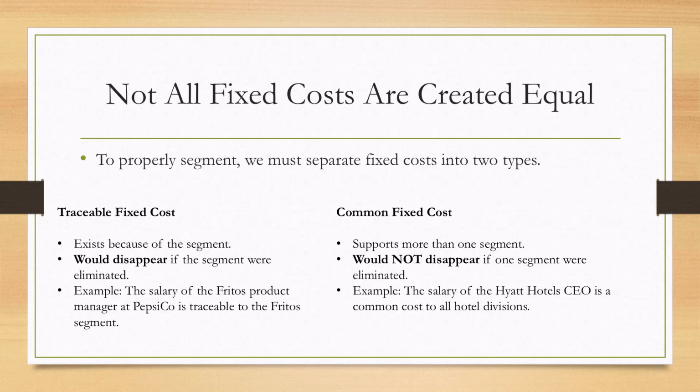Now, to segment our income statement properly, it is absolutely essential that we separate our fixed costs into two distinct types, traceable and common. First, we have a traceable fixed cost. This is a cost that exists specifically because of a particular segment. If we were to eliminate that segment, the traceable fixed cost would disappear. A great example is the salary of the Fritos product manager at PepsiCo. That salary is a traceable fixed cost to the Fritos segment.